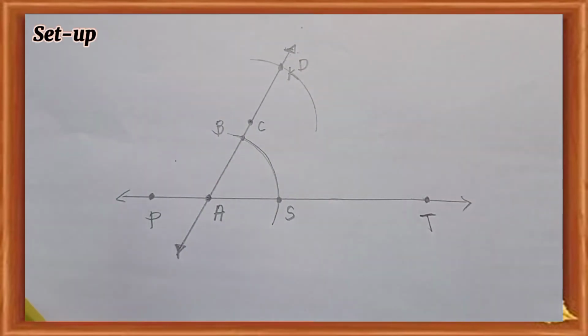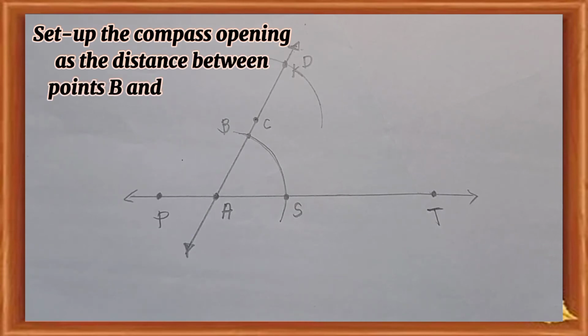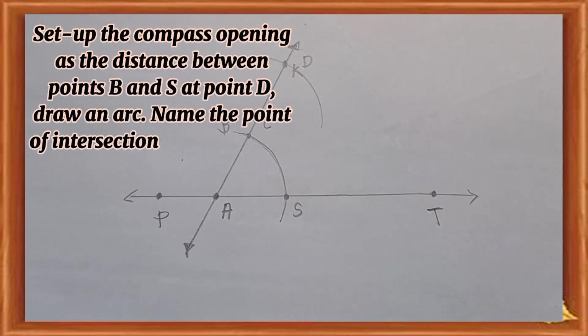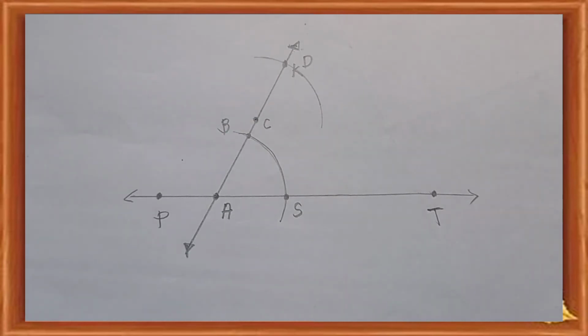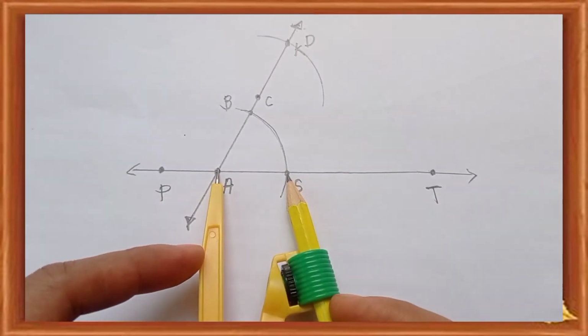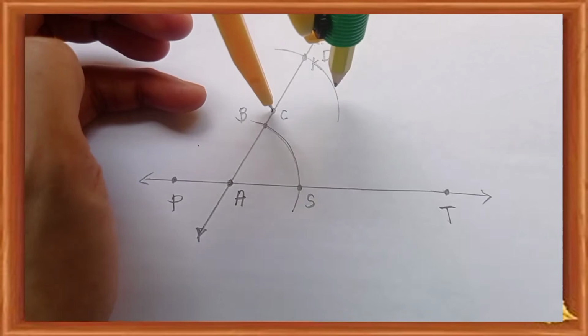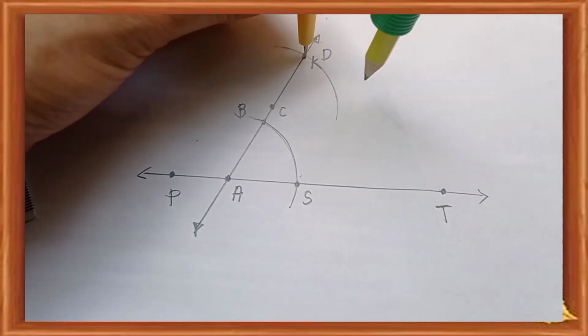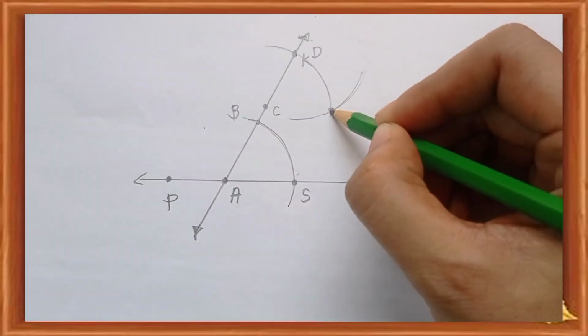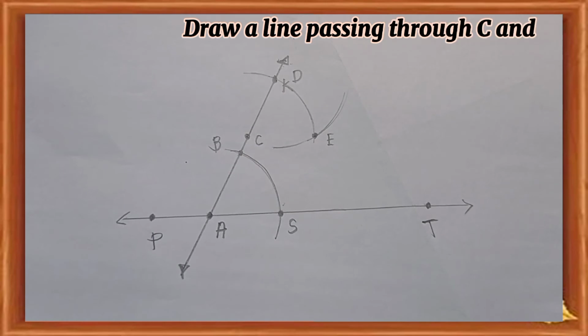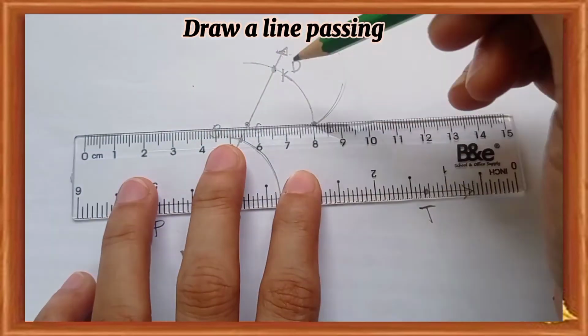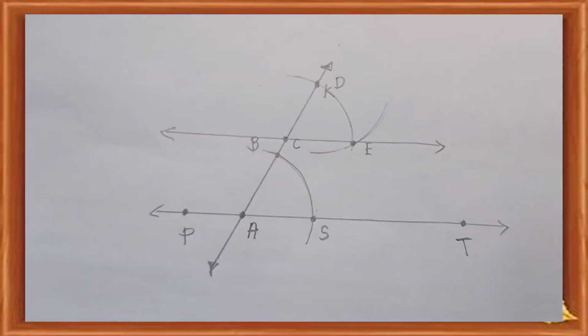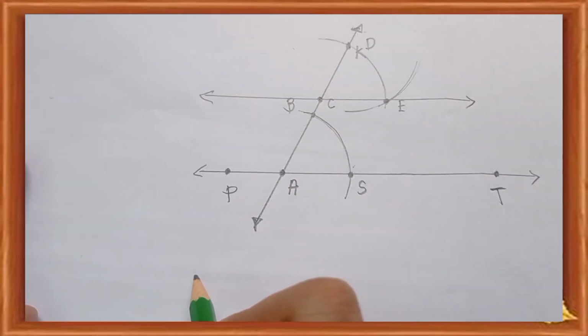Step 4, set the compass opening as wide as the distance between point B. Next, draw a line passing through C and E. We are able to construct parallel lines.